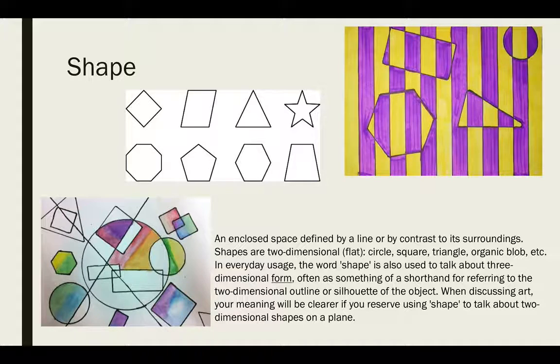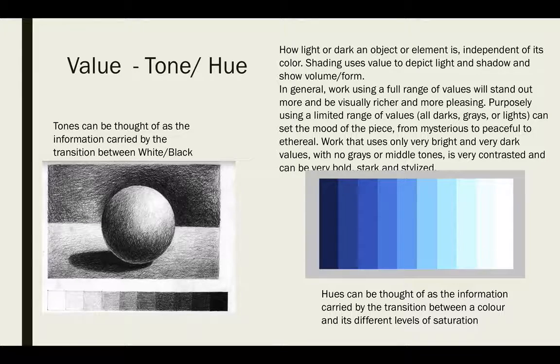I'm going to move on to the next principle now. Shape is fairly simple. You should have a good understanding of it just from your experience drawing or learning geometry in school. So value, which is tone and hue. This is a very important principle. Value describes difference in light and dark.